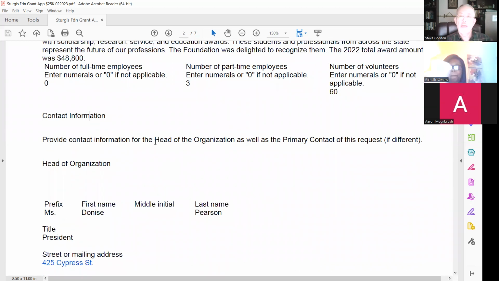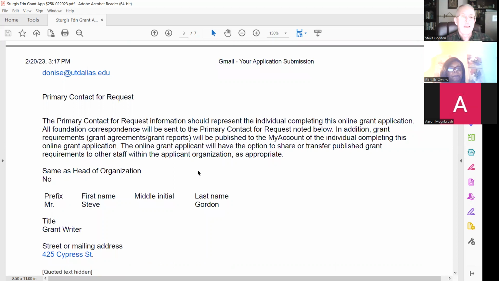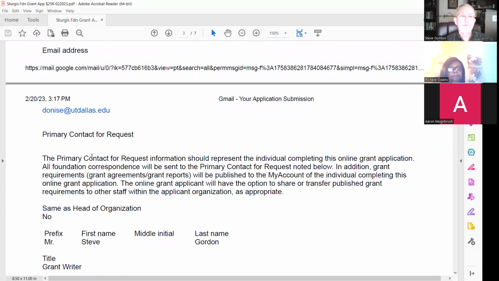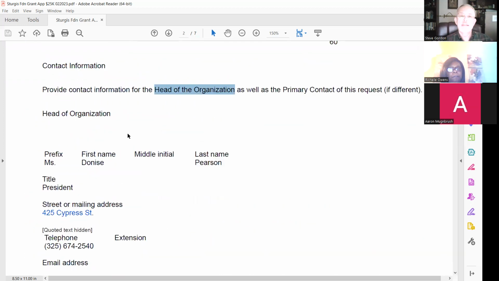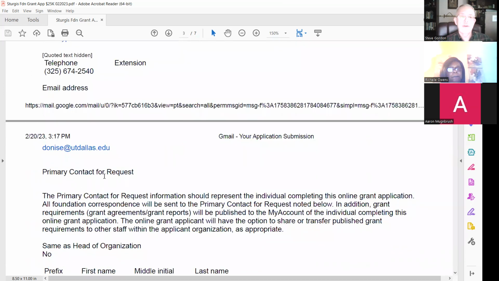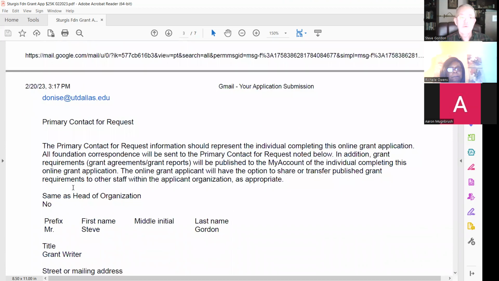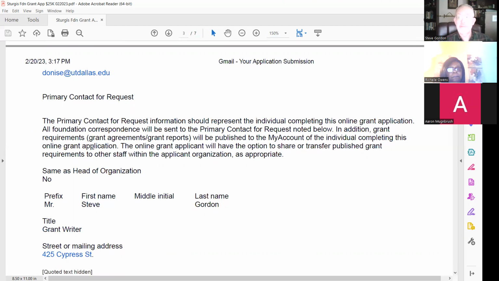And on this one, they have who's the head of the organization, all the contact information for that person, and then the person. So that's down to here to the email, and then the next field is the primary contact for the request. In other words, this part is like the executive director, the head of the organization. Then this part, the primary contact, is the grant writer. So they want to know who to contact to have questions about the actual grant application. That'd be me because I filled it out, right?